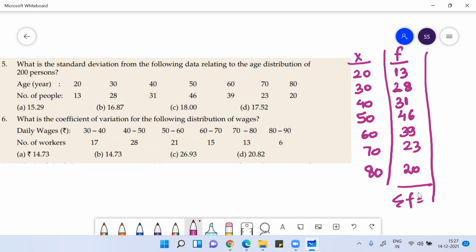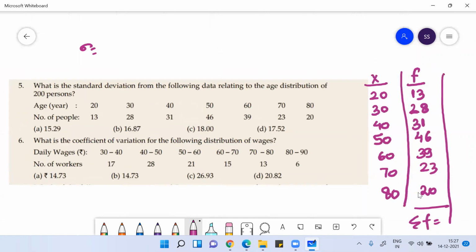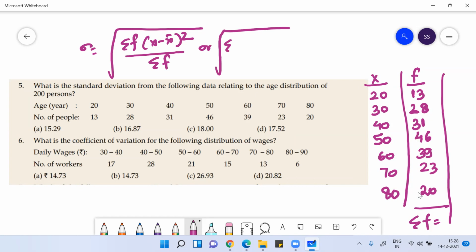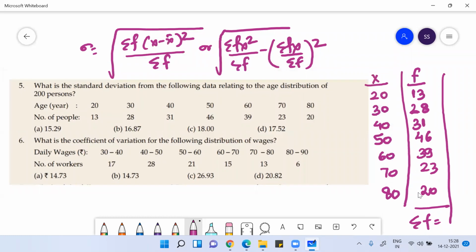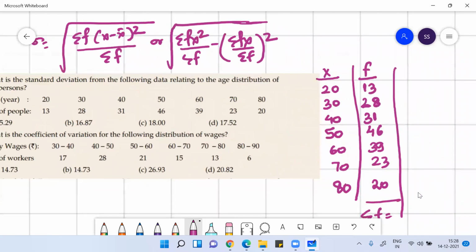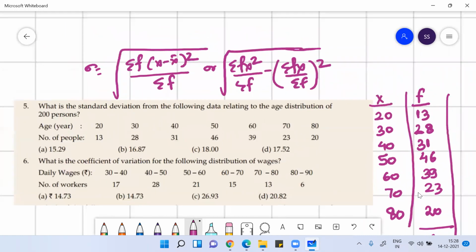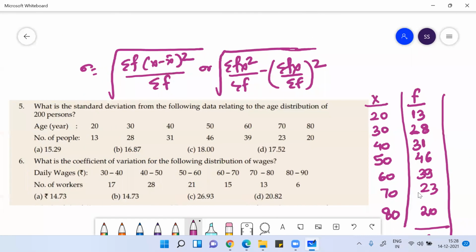And here they have not given any method to follow, so you can simply use any method. You can use the square root of sum of f into x minus x bar whole square by sum of f, or you can follow sum of fx square by sum of f minus sum of fx by sum of f whole square. You can use any method. What is x bar here? X bar is the mean, right? The formula of x bar would be sum of fx by sum of f.